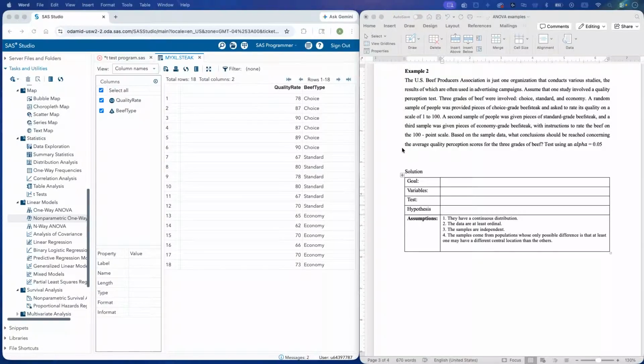Okay, let's go to example two. The U.S. Beef Producers Association is just one organization that conducts various studies, the results of which are often used in advertising campaigns. Assume that one study involved a quality perception test. Three grades of beef were involved: choice, standard, and economy.